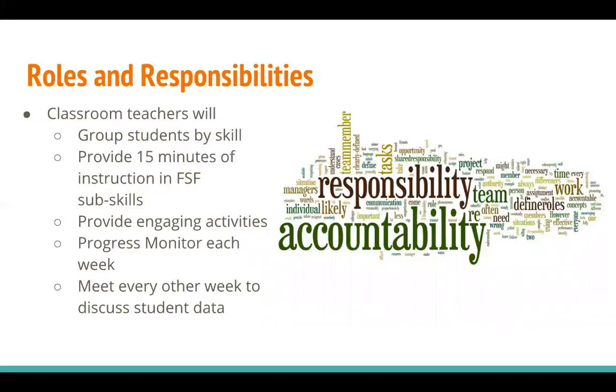So it's important that we all know our roles and responsibilities in this action plan. Classroom teachers will be responsible for grouping students by skill level. So if a couple students are on the same sub-skill, they would be in a group together. We're going to provide 15 minutes of instruction in the first sound fluency sub-skills. We're going to provide engaging activities. We're responsible for progress monitoring each week and collecting that data.